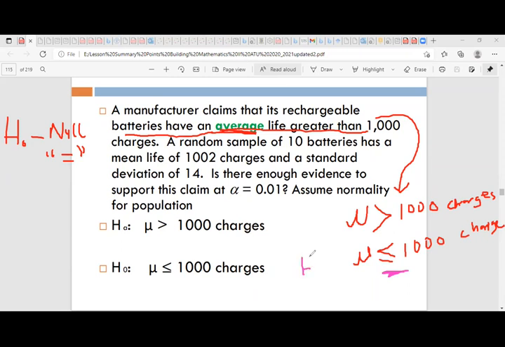So we write H naught, such that mu is less than 1000 watt charges. Then the statement that does not contain an equal to is the alternate hypothesis, which is written as H subscript A, not HA, H with a subscript of what? A. So we call that the alternate what? Alternate hypothesis. So this is the alternate hypothesis, good.